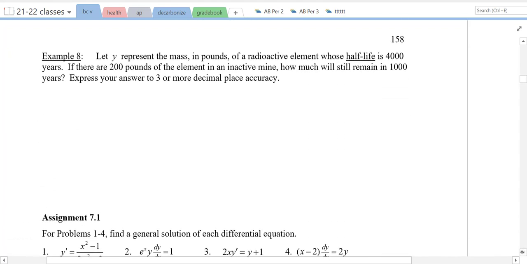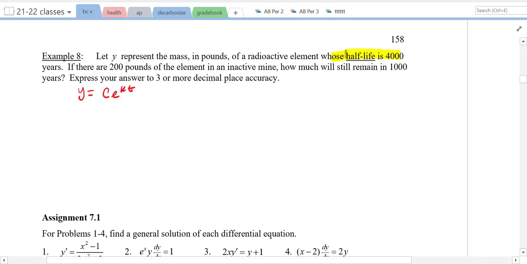Oh, last one. How about this one now? It says let y represent the mass in pounds of a radioactive element whose half-life is 4,000 years. If there are 200 pounds of the element in an inactive mine, can you tell me how much will still remain in 1,000 years? Express your answer this time to 3 or more decimal places of accuracy. Okay. So you're going to go ahead and use that exponential growth and decay equation again. So y equals c e to the kt.